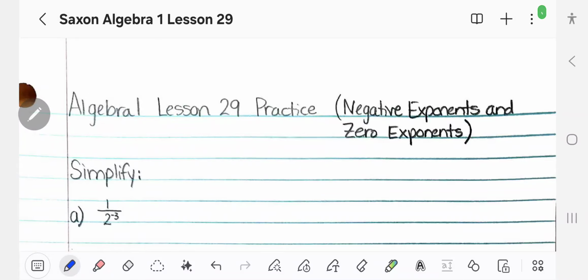This is Algebra 1, Lesson 29, Practice. We're going to be doing problems using negative exponents and zero exponents. Problem A tells us that we need to simplify that, okay?